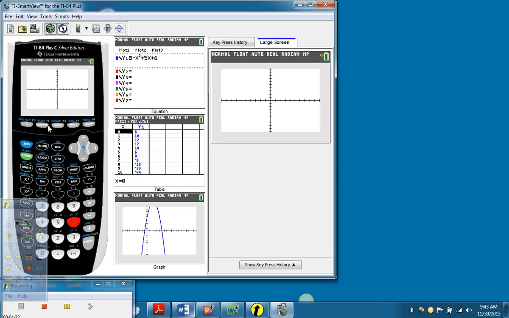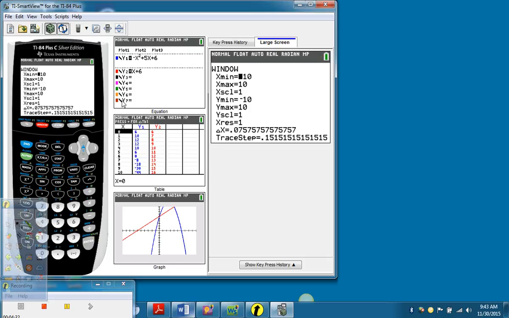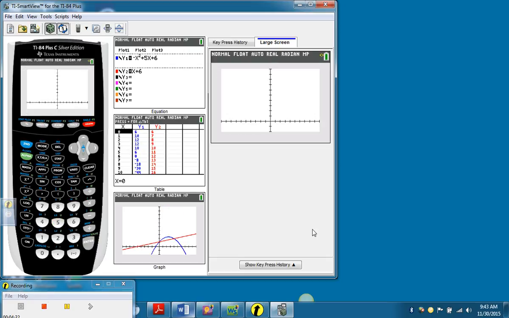So we need to go to window, and what should I change? X min, X max, Y min, or Y max? Just choose them all. We don't need to change them all. Y max. Just the y max. We need to go further up. So let's change our y max to, let's make it 50, just to be on the safe side. And let's change our interval to 5, y scale. And now let's graph that. Here we go. Easier to see the intersection.